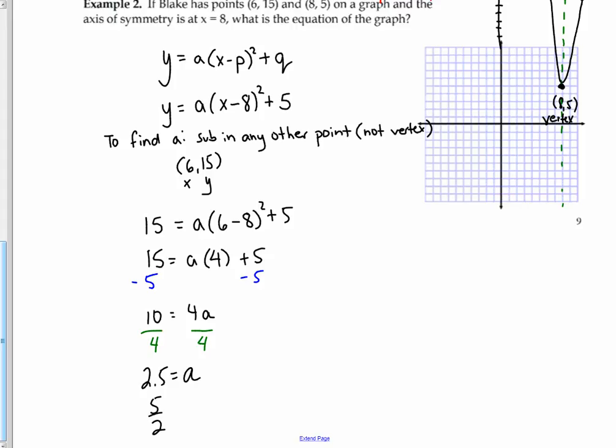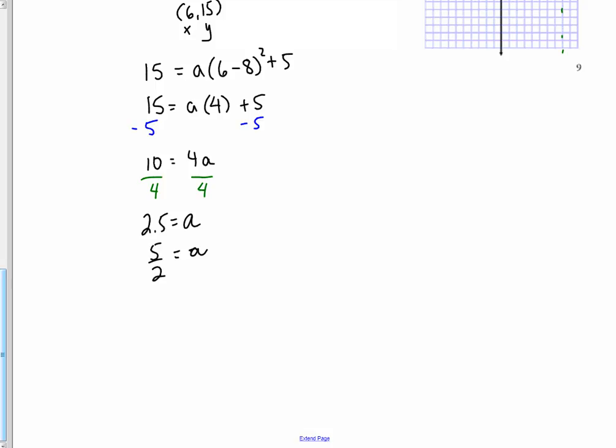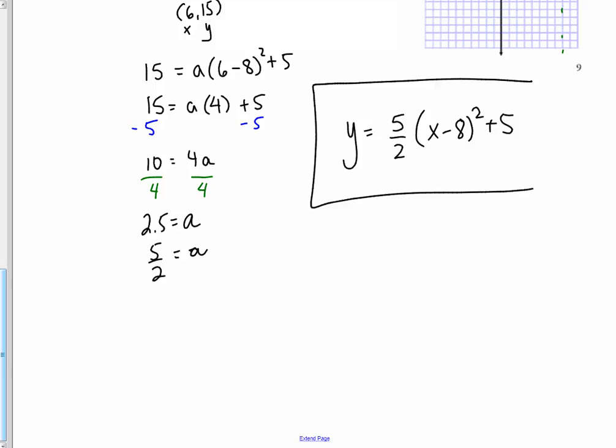I like it as a fraction better. If you had it as a decimal, it's okay only if it's a terminating decimal. If it's not a terminating decimal, if it's a repeating decimal, then you need to leave it in fraction form for sure. Okay, so now we know our equation. There's our answer. Let's try one more like that.